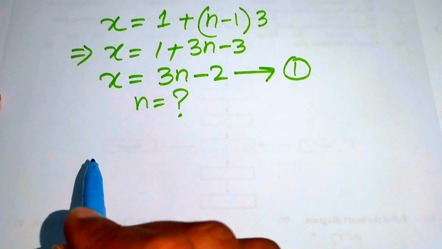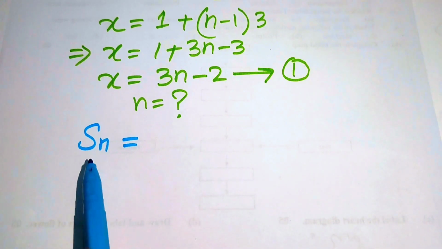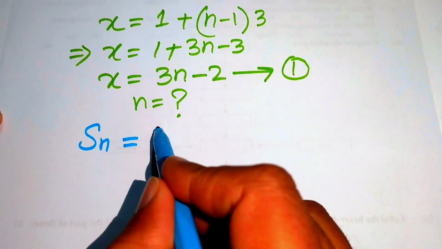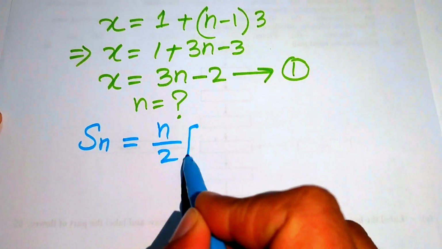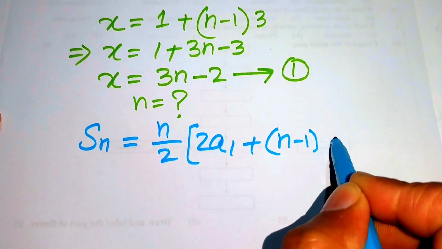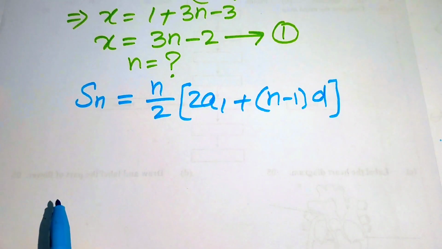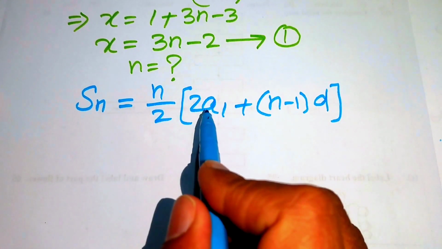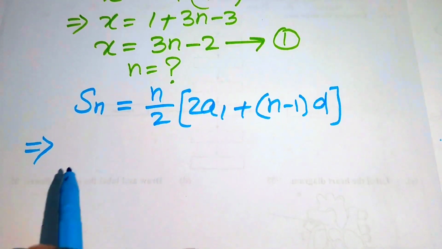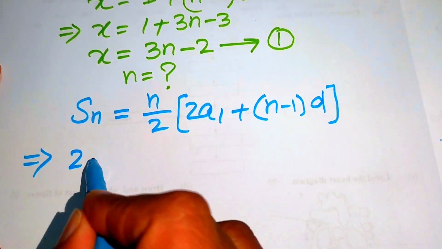So here we use the sum of the nth terms of the series formula, and you know that Sn is called the sum of n terms of the series, and this formula is n over 2 times 2 into a1 plus n minus 1 into d. So this formula is called the sum of n terms of the series. So here we substitute the values of a1, d and Sn, and we move towards finding the value of n. So here the value of Sn is 287. So we substitute it here.